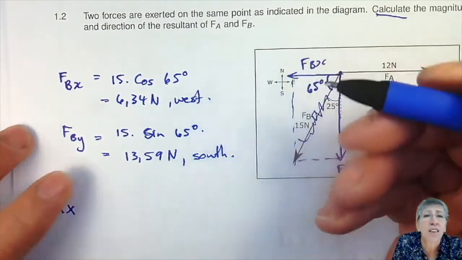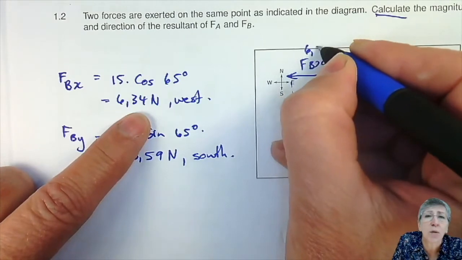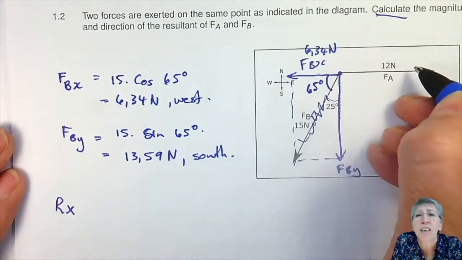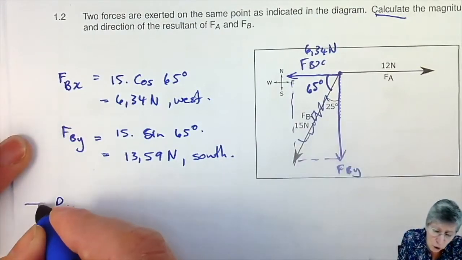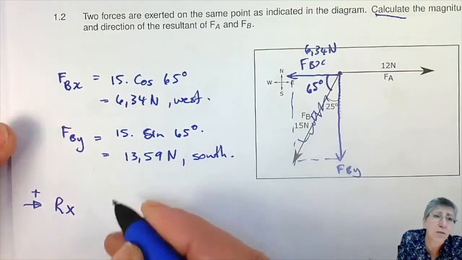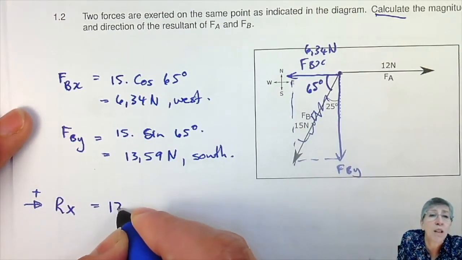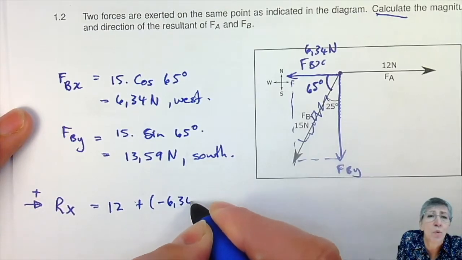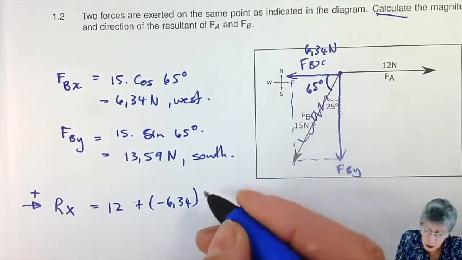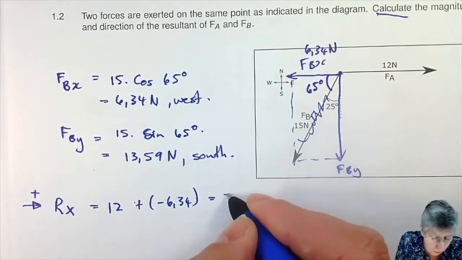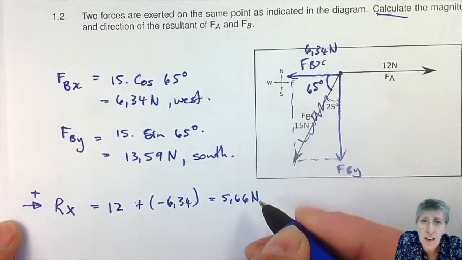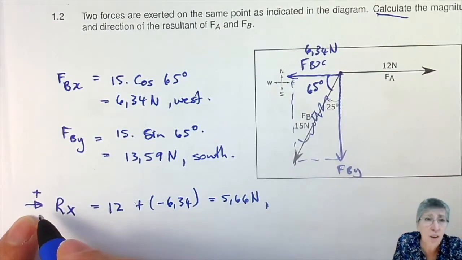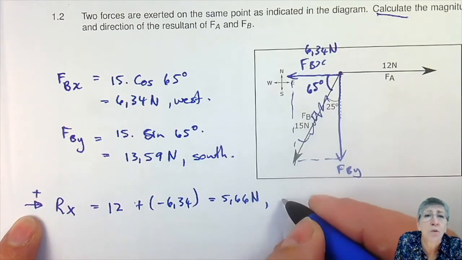Now in that direction, I've worked out this is 6,34 Newton, and in that direction you've got 12. So obviously that is the bigger one. So I'm going to use to the right as my positive direction, and then 12 is in the positive direction, and I add minus 6,34, which is in the negative direction. And if you do that, you end up with 5,66 Newton, and since it's a positive answer, that will be in what direction did we choose as positive? Towards the east.